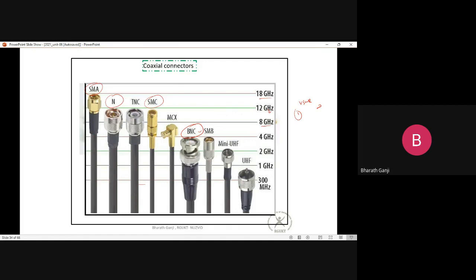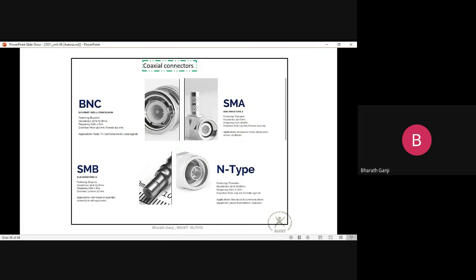BNC connectors are a very common and cheap one which you can get easily. But N-type connectors and SMA connectors are used at much higher frequencies, because at higher frequencies you need higher precision in connecting them, and there are separate connectors there. For BNC connectors, the impedance usually ranges around 50 to 75 ohms, and as I said, there is a frequency limit of 4 gigahertz. They are usually used for TV signals and testing instruments like signal generators.